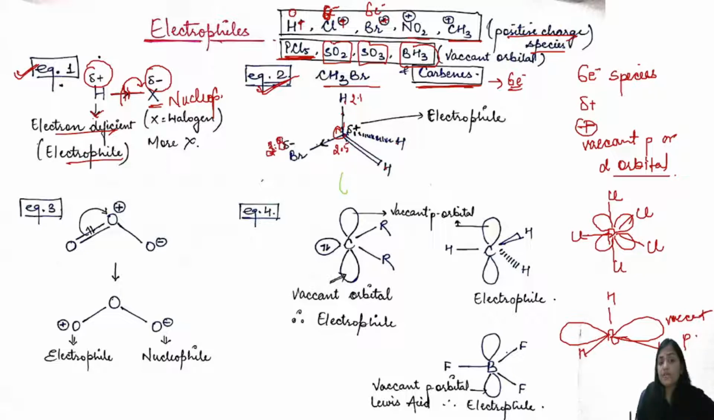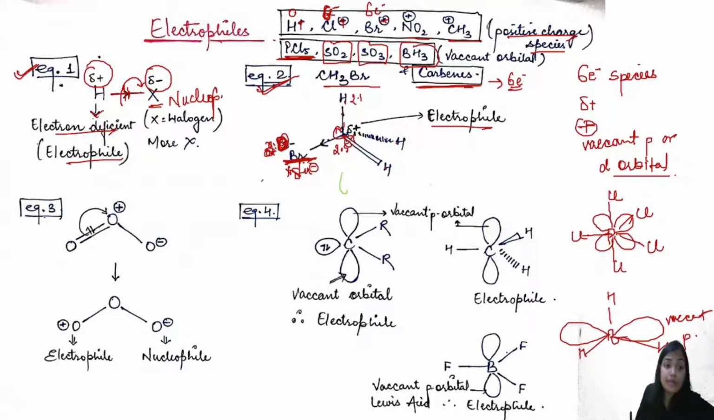So the carbon and the bromine have a larger electronegativity difference, and because of this the bromine, the halogen, will try to pull the electron pair, and this will become partial positive and this partial negative. So this partial positive is said to be electrophilic, and this partial negative is said to be nucleophilic in nature. Okay, this is the case for covalent compounds.